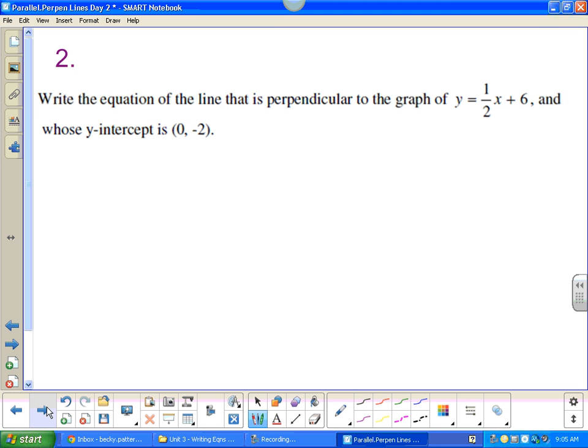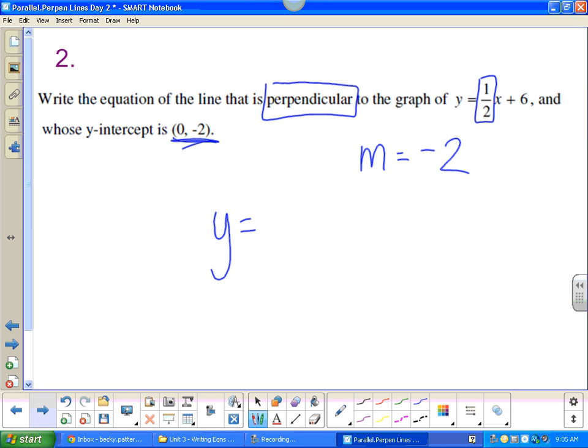Write the equation of a line that's perpendicular to the graph. That's his slope, so my slope is going to be opposite sign and flip it. And then it tells me my y-intercept is a -2. So I'm y equals -2x from him minus 2 from him.